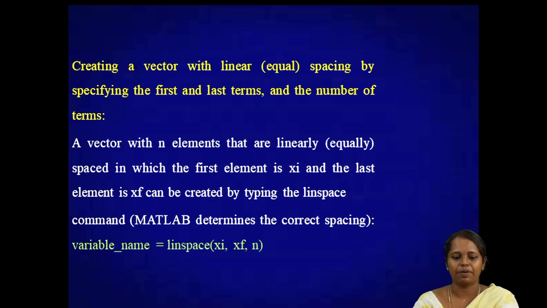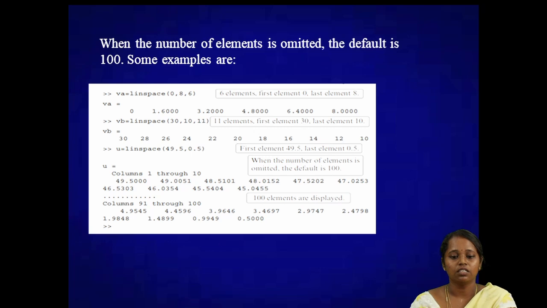So linear space means equally spaced elements. Here is the example: variable name is equal to linspace of 0, 8, 6. Here n is how many elements are in the vector. So there are 6 elements, the first element is 0 and 8 is the last element. The spacing is automatically equal, so the elements are linearly spaced.